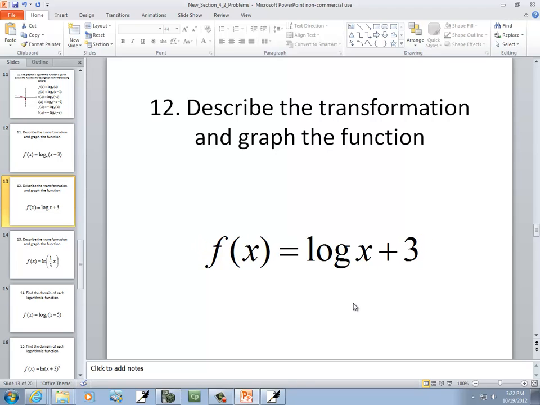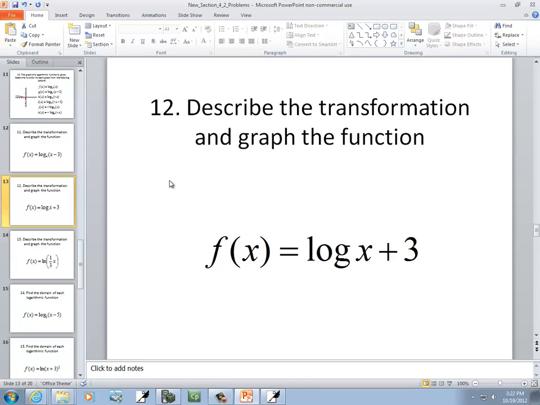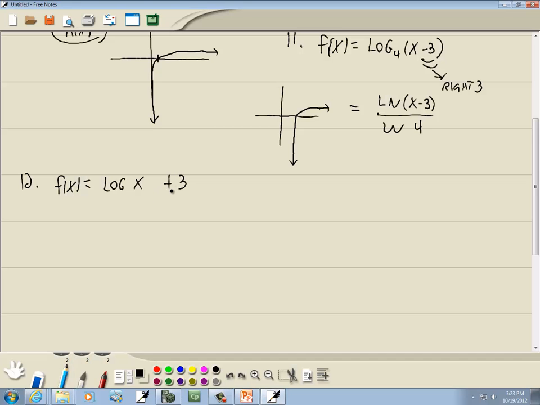Let's look at this next one. We've got f of x is equal to log x plus 3. Now, if they wanted the plus 3 to be included with the log, then they would have put parentheses around it. So as it is, this is separate from the plus 3. Well, the plus 3 means we go up 3. And we don't have to use a change of base here because this is just a log, which is base 10.